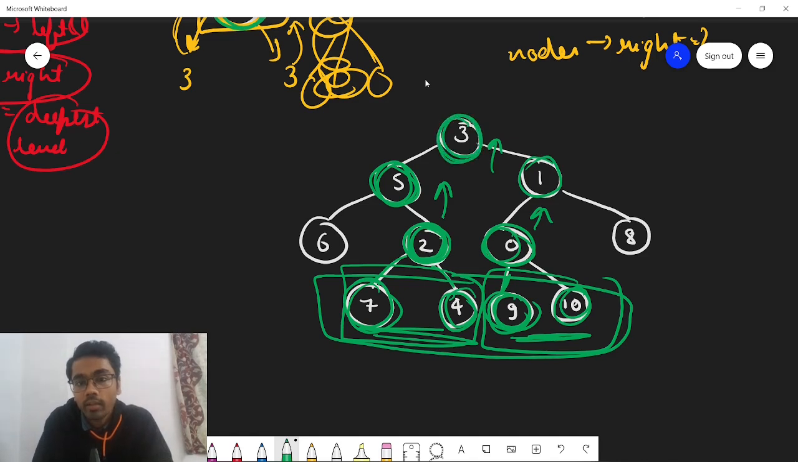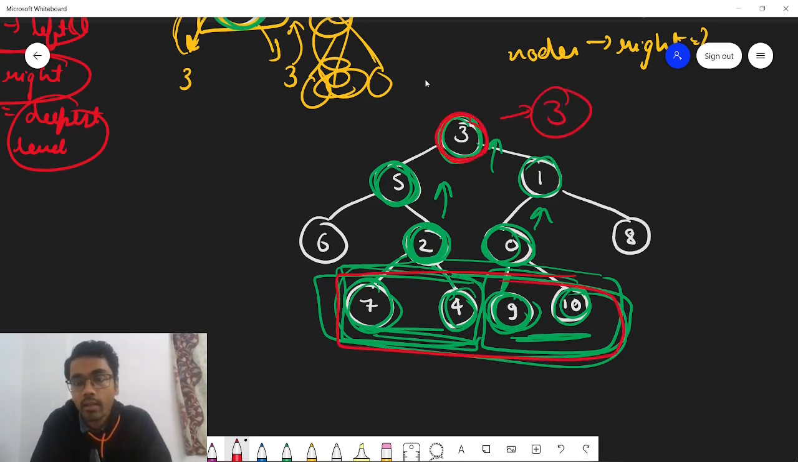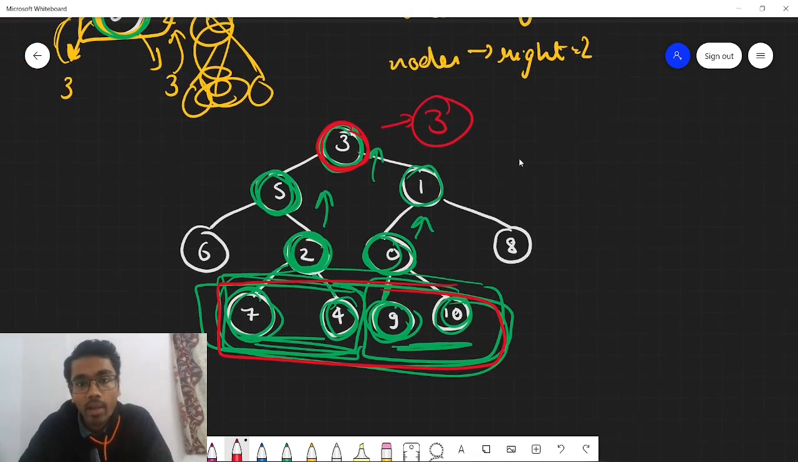So now we are at 3. Now if we are at 3, we can say that okay, 3 contains 7, 4, 9, 10. So 3 contains all the deepest nodes. So in this case we will be returning 3 as our answer. Now logically, the intuition that we had, we can apply here also.